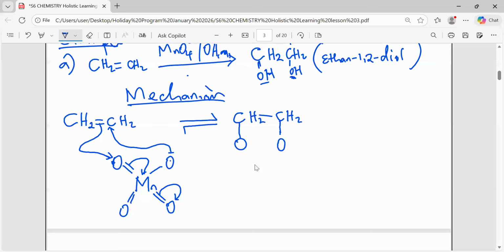Then we have here the manganese, and here we remain with a single bond, and even here we have a single bond. Here we remain with a double bond, and here we have a single bond and oxygen with a charge. Because when this one comes, it remains with a charge. These are two electrons, because this bond has two electrons. When it breaks, it brings a charge. So what happens?